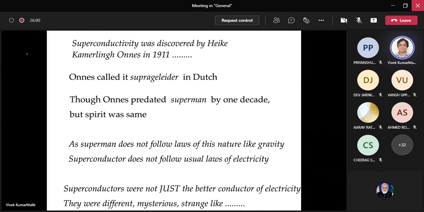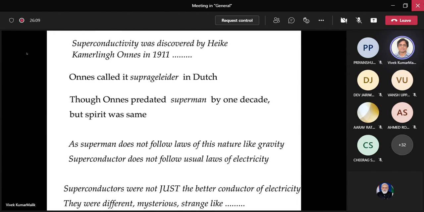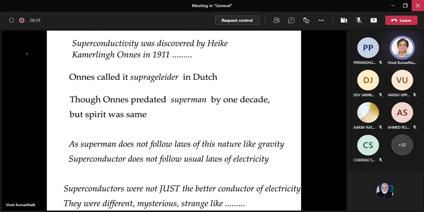Now again, a bit of history. Superconductivity was discovered by Kamerlingh Onnes in 1911. Onnes called it supraleider in Dutch. Literally, it means superconductor. Supraleider means superconductor in Dutch. You can think that even the name Superman was given in 1920.